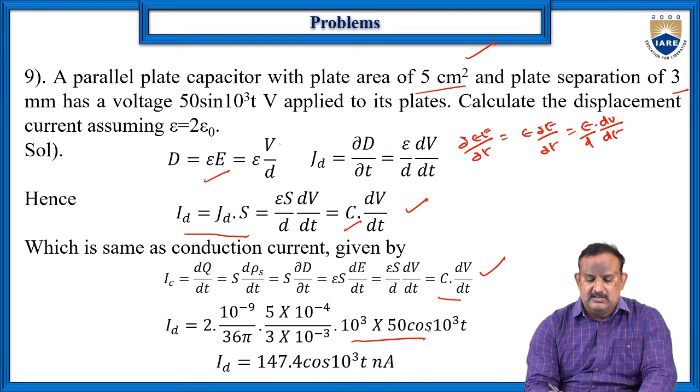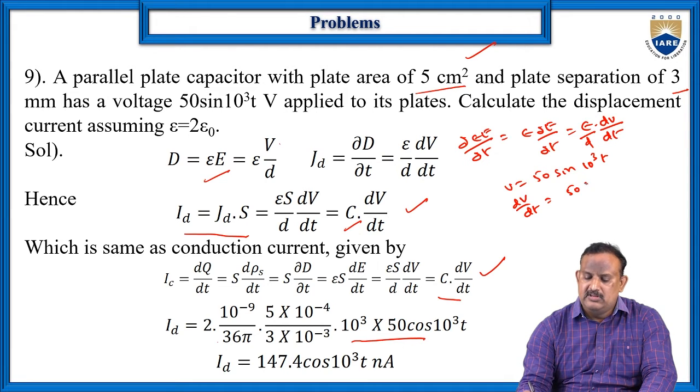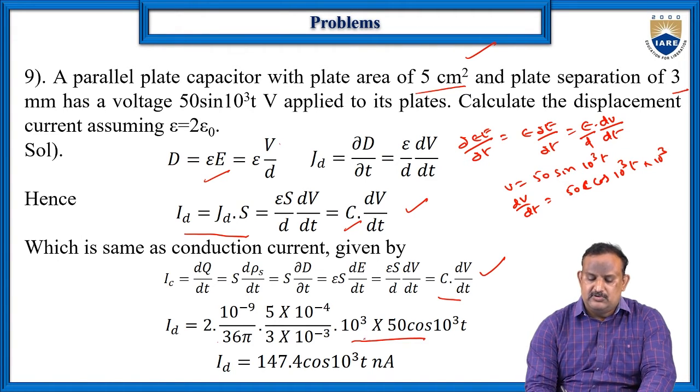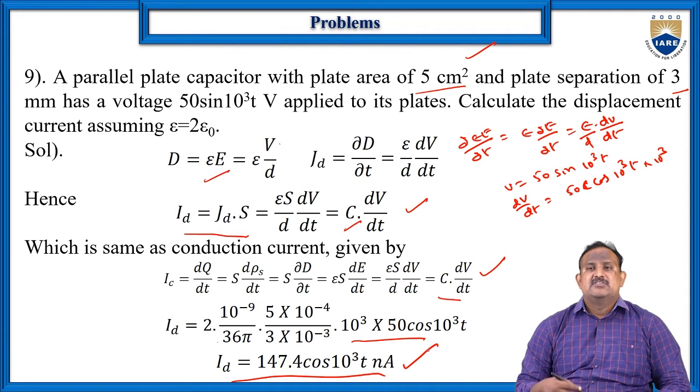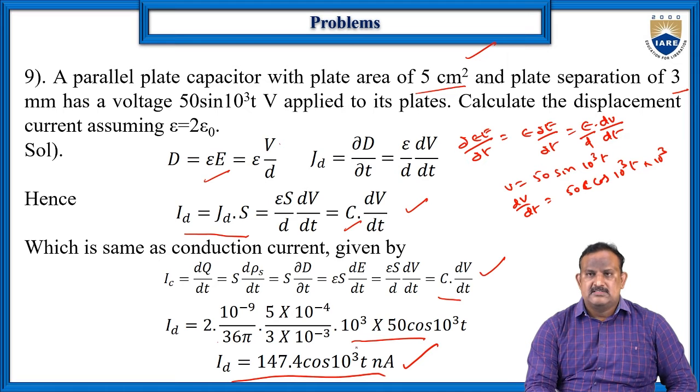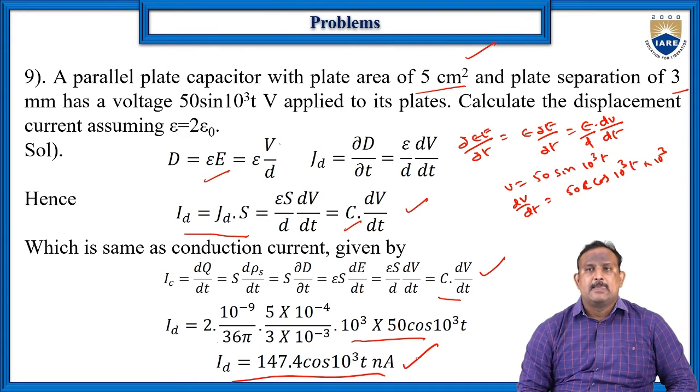Into dV by dt. The voltage V is given as 50 sin 10^3 t. Therefore, dV by dt is equal to 50, the differentiation of sine is cos, so cos 10^3 t into 10^3. Therefore, 10^3 into 50 cos 10^3 t. If we simplify this, the displacement current I_D is equal to 147.4 cos 10^3 t nano amps.